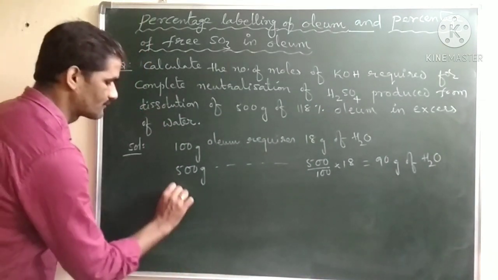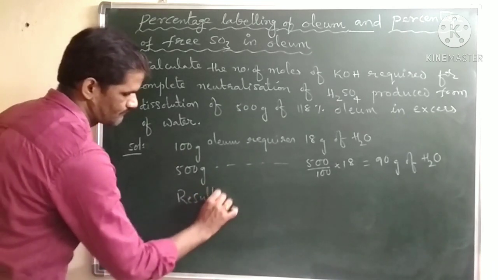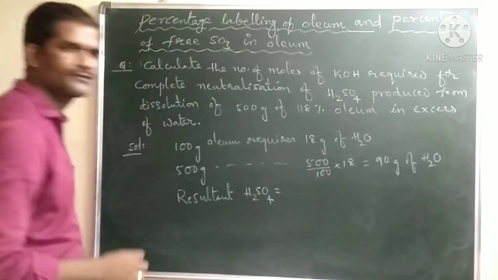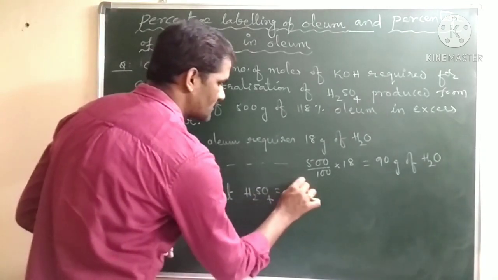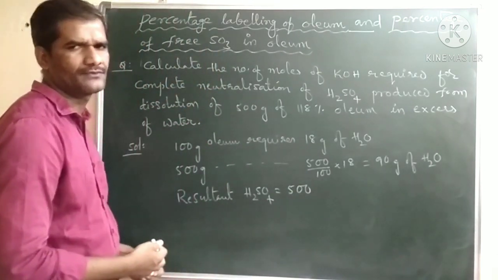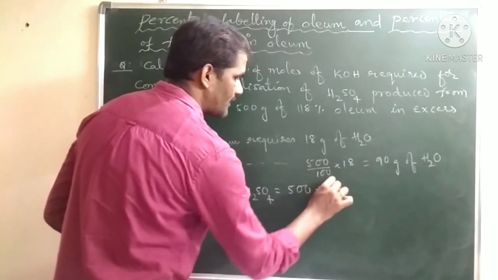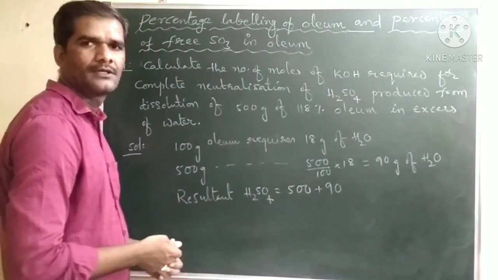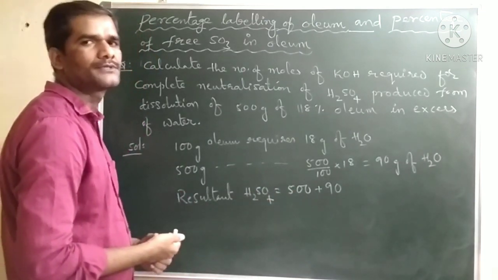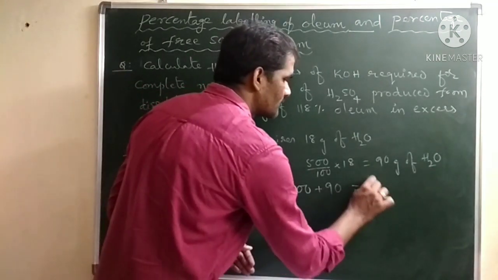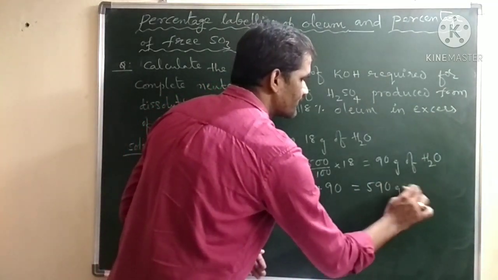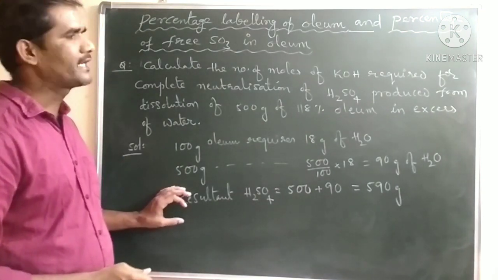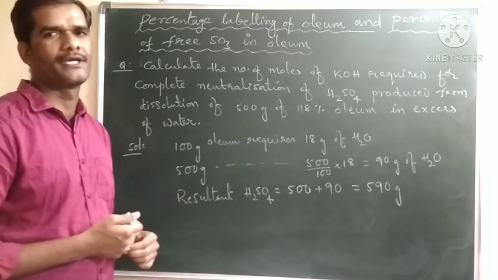Now the resultant H2SO4. What is the resultant H2SO4? Initially we have 500 grams of oleum which consists of H2SO4 and SO3. For that we are adding 90 grams of water. So this 90 grams of water completely reacts with the SO3 which is present in 500 grams of oleum. So that will give overall 590 grams of H2SO4. Now this 590 grams of H2SO4 is neutralized by how many moles of KOH?